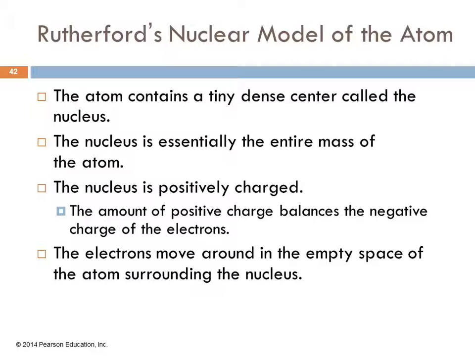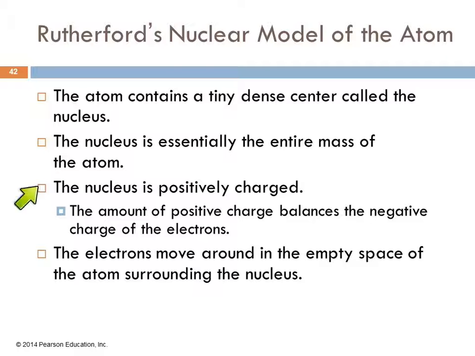So, we have to venture back towards Rutherford's nuclear model of the atom. The atom contains a tiny dense center called the nucleus. The nucleus essentially contains all the mass of the atom. Remember, the nucleus is where the protons and the neutrons are. Outside of it are the electrons. Do you remember the plum pudding model and shooting things through the gold foil? Okay, this is that same kind of stuff we're talking about.